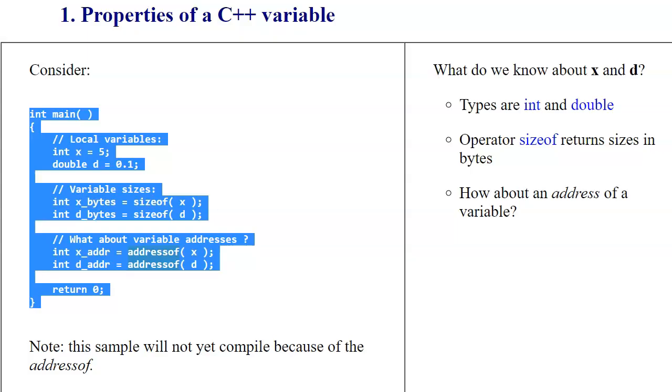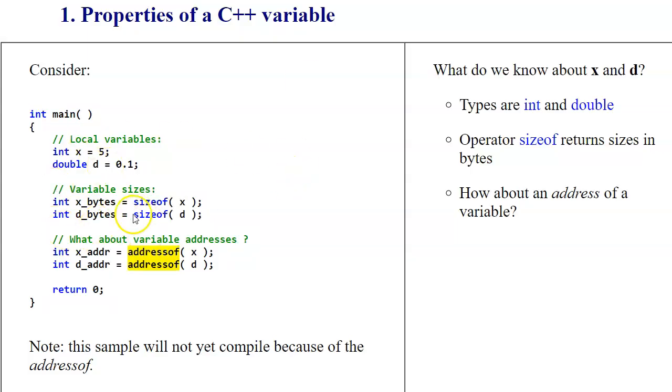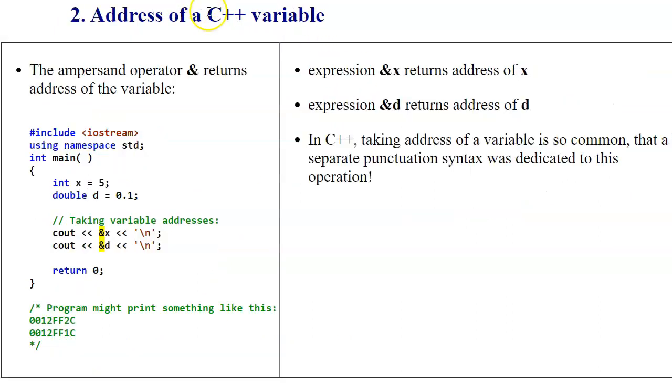Let's switch back to our presentation. And you see that we already did some work with this example. And just a highlight of what we already discussed, the expression ampersand attached to an object name returns the address of that object. In C++, taking the address of a variable is so common that a separate punctuation syntax character was dedicated to this operation.